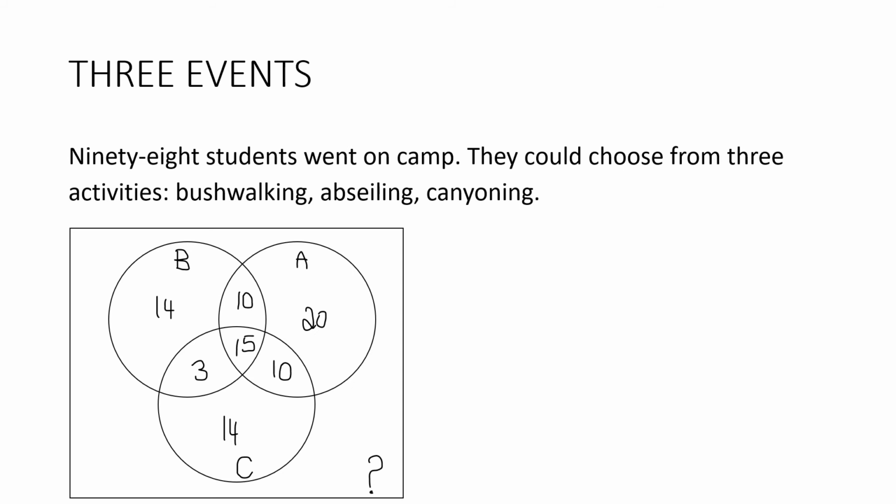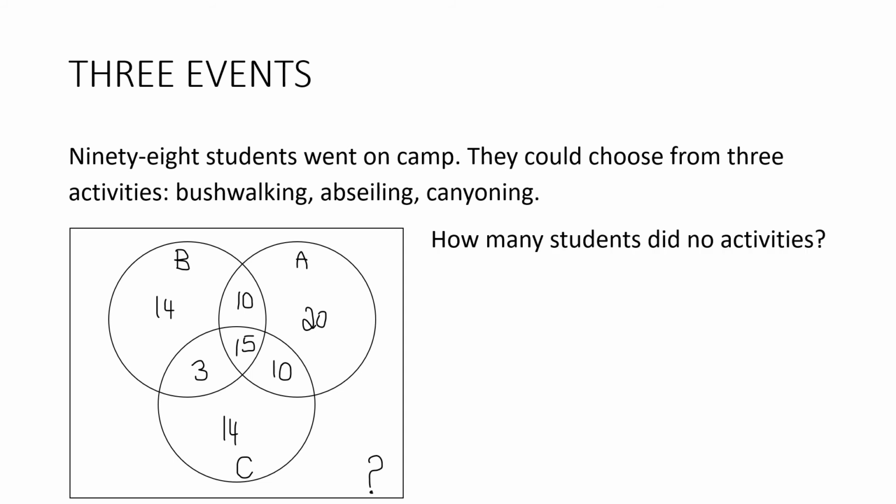98 students went on camp. They could choose from 3 activities: bushwalking, which we've labelled B, abseiling, which we've labelled A, and canyoning, which we've labelled C. Let's just have a quick look at this diagram and see if it makes sense. What do you think these 15 students did? All 3? Correct. What about these 3 here? These 3 did bushwalking and canyoning, but not abseiling. What about these 14? They only did bushwalking.